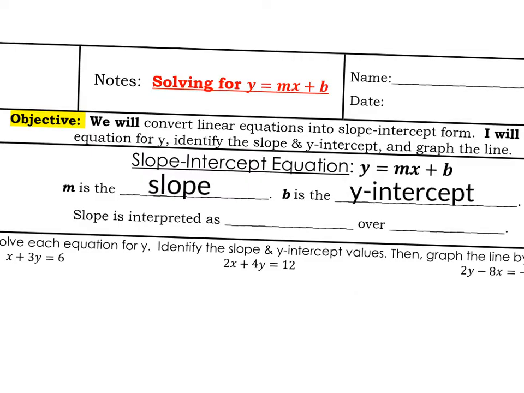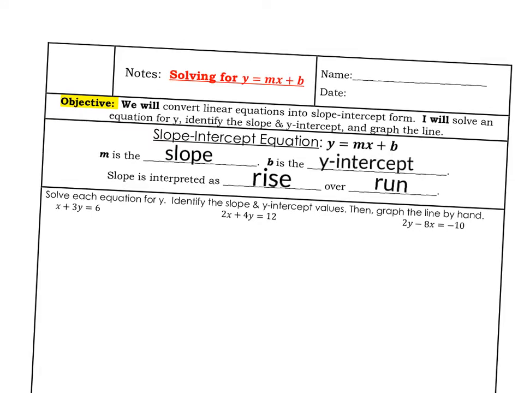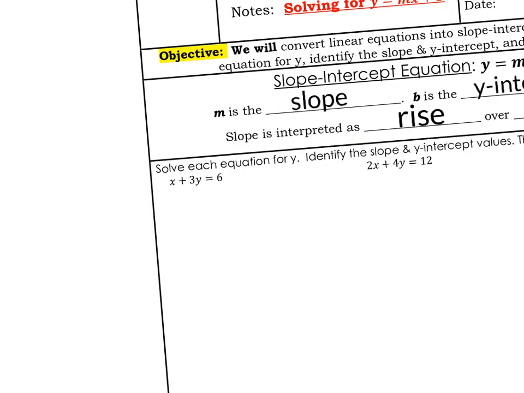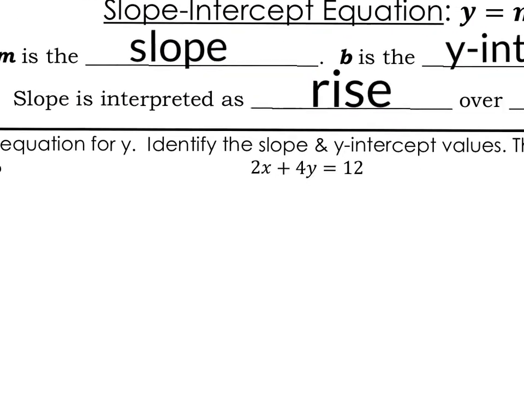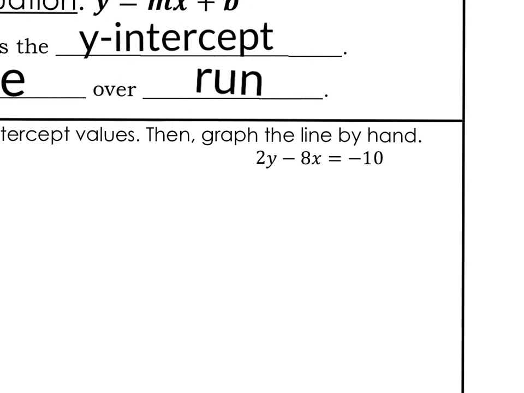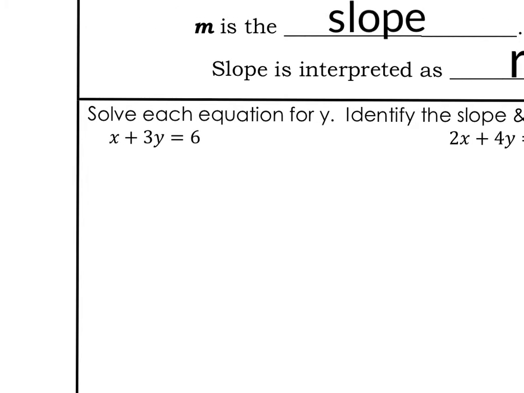All right, and then you just need to remember, what does slope mean? Slope is interpreted as the rise over the run, meaning I'll look at that slope number and it'll tell me how to move up or down, and it'll also tell me how to move side to side. It'll tell you your pattern. Once you know that, I feel like you know enough to get started. Solve each equation for y, then identify the slope and y-intercept values, and then graph it by hand. That's what I'm going to do in these three examples.